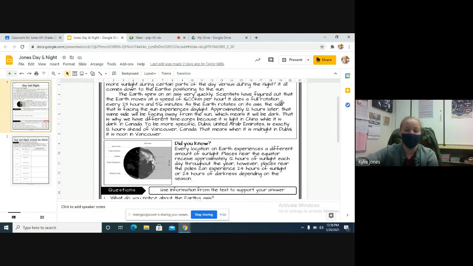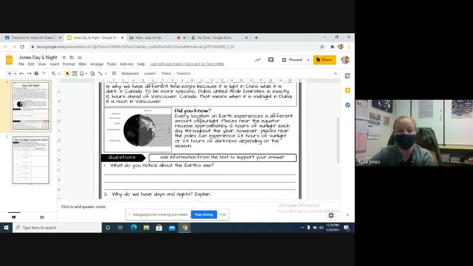And then, did you know? Every location on Earth experiences a different amount of sunlight. Places near the equator receive approximately 12 hours of sunlight each day throughout the year. However, places near the poles, so the top of the Earth and the bottom of the Earth, sometimes can experience 24 hours of sunlight or 24 hours of darkness, depending on the season. Have you guys ever heard of how in Alaska the nights are really, really long? Anybody ever heard of that? And the sun doesn't come up till like 10 o'clock. Yes.